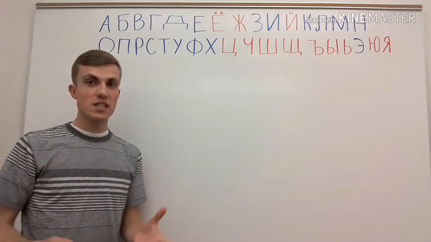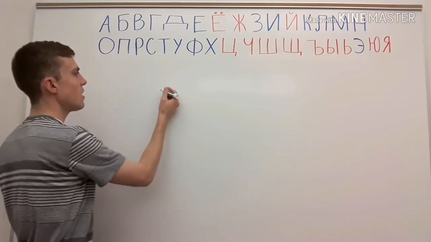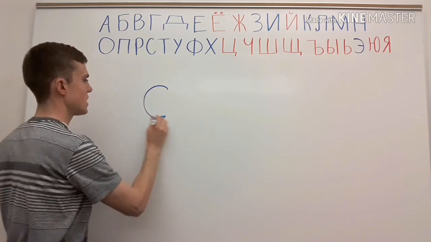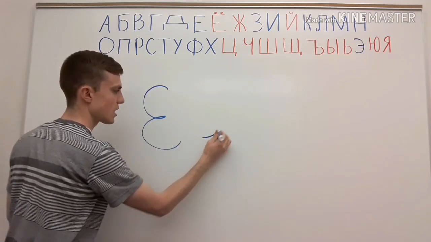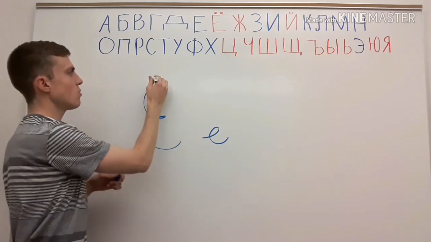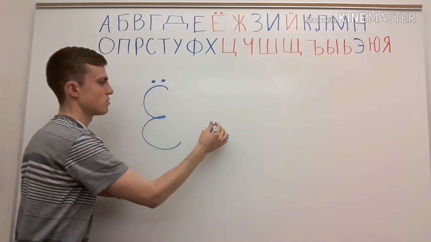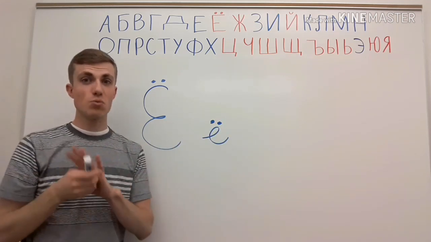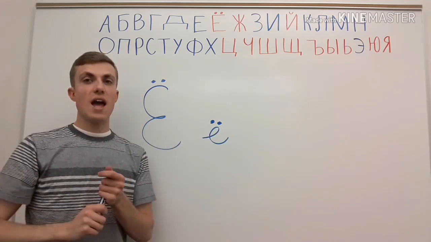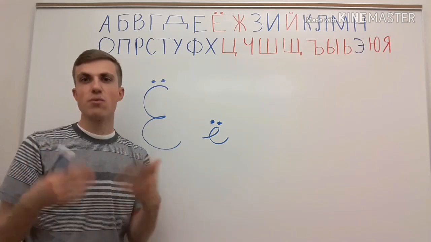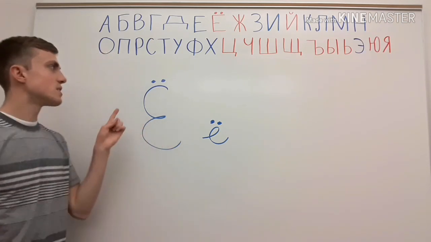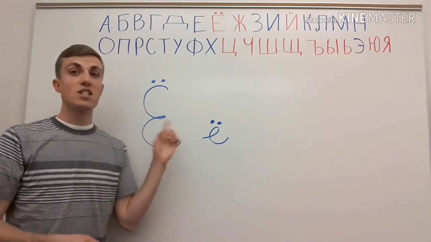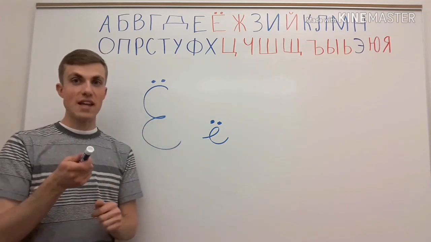And now written in cursive, it's the same as ye. The capital is like this, lowercase is like this, and they also include the 2 dots, just like that. Sometimes when writing, Russians will exclude the dots, and you just have to guess, infer that the dots would be there and it would make the yo sound, so don't let that trick you.